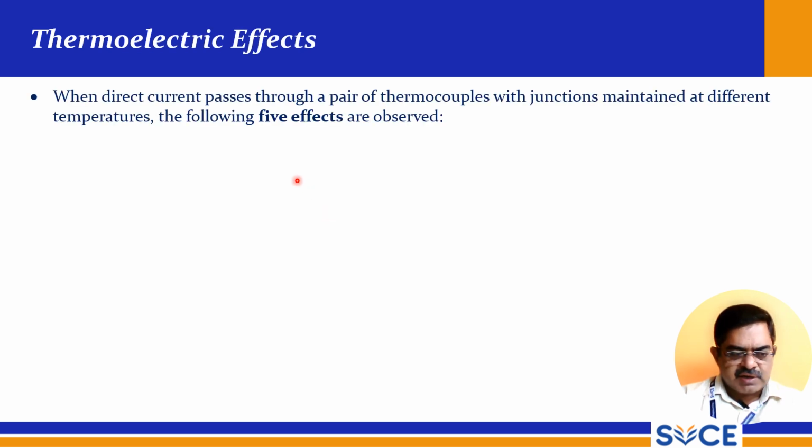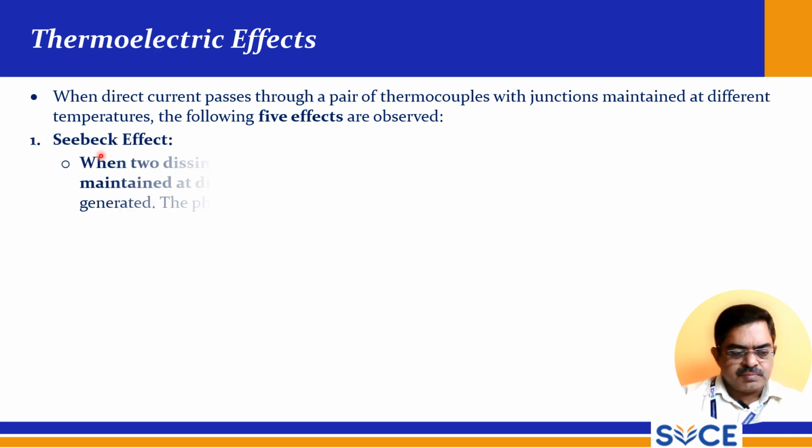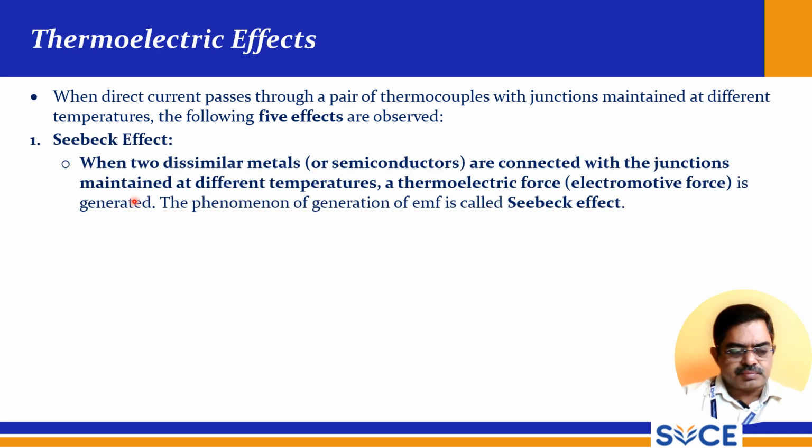So, thermoelectric effects. When direct current passes through a pair of thermocouples with the junctions maintained at different temperatures, the following five effects are observed. Seebeck effect: when two dissimilar metals or semiconductors are connected with the junctions maintained at different temperatures, a thermoelectric force, that is EMF, electromotive force, is generated. The phenomenon of generation of EMF is called the Seebeck effect.